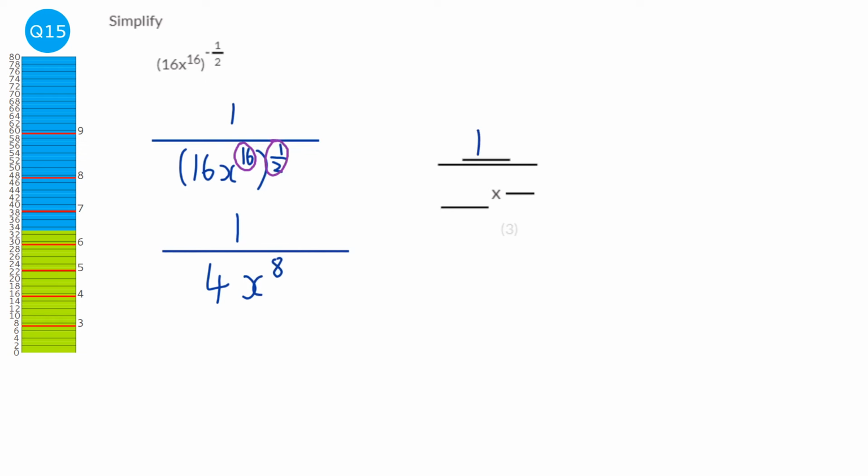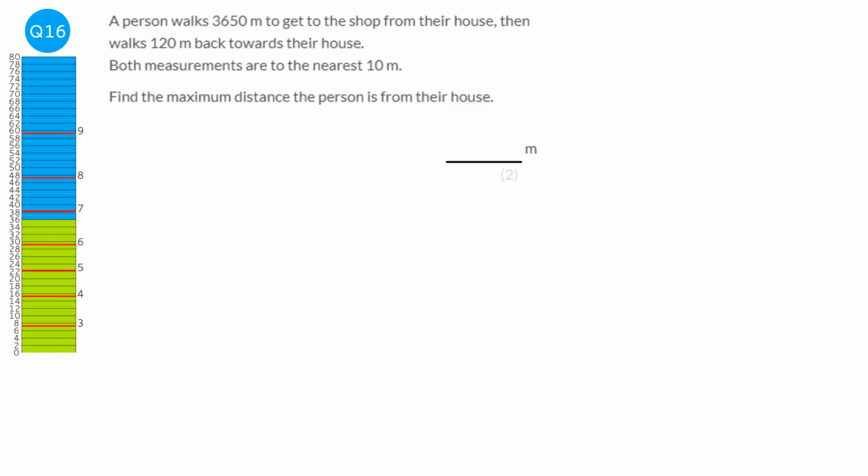So the answer will be 1 over 4x to the power of 8. Sometimes it's easier just to do a quick diagram to see what's going on. So I'm going to say that the house is here and the shop is here. And so this person is walking to the shop and then they walk back from the shop, but they don't walk as much.